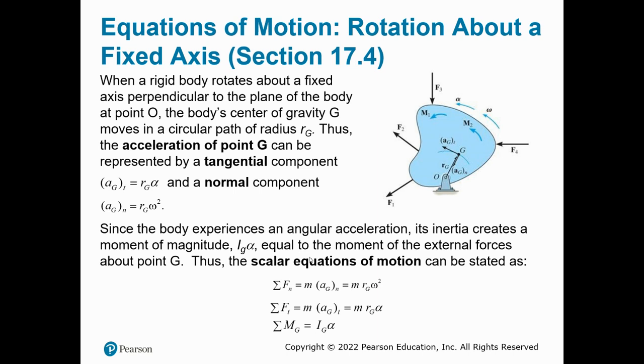So the scalar equations of motion can be stated as these three below. In the normal direction, Fn equals m AGN, which is m RG omega squared. On the tangent component, Ft equals m AGT, which is m RG alpha. And the moment about G will be IG alpha.